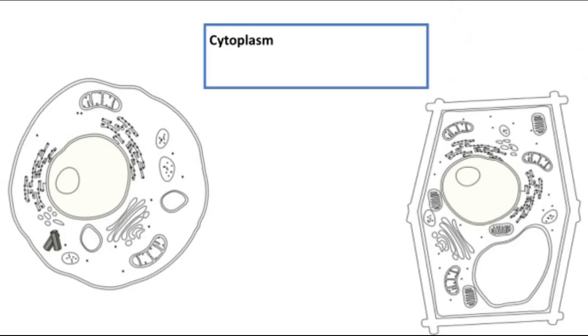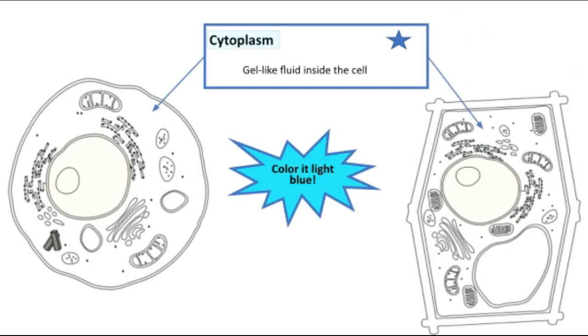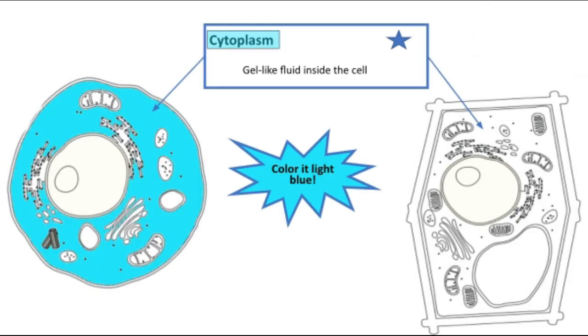The next cell organelle we're going to talk about is the cytoplasm. So every cell we have has an outside of the cell, and every cell that we talk about also has an inside of the cell. Go ahead and put a star by this one as well. The cytoplasm is just the gel-like fluid found inside of the cell. So this is going to be the inside of the cell, and it's going to hold all those organelles in place. I would like you to color these organelles blue.